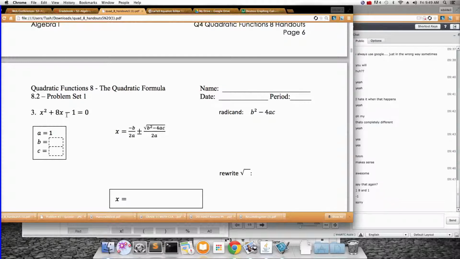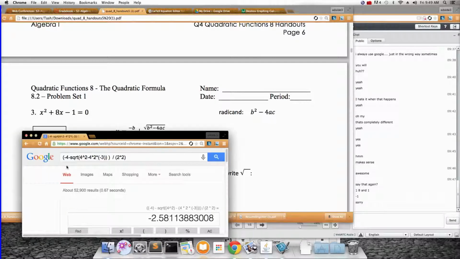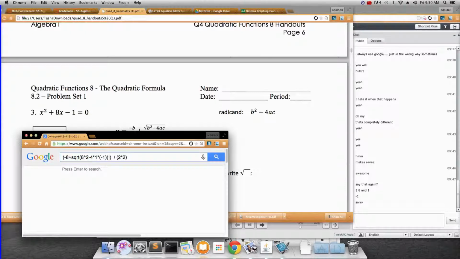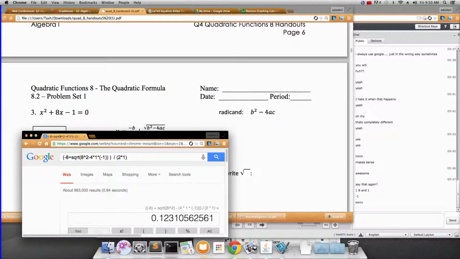Yeah, all right. So all I do is I can go back to this thing right here, and it would be negative 8. Let's go with the plus first. Plus 8 squared minus 4 times A. So A was 1, and C was negative 1. All divided by 2 times 1. I'm just changing what A, B, and C are to meet my new thing right here. And the answer is 0.123. That's it. So really, once I have the quadratic equation typed into Google, I can just change the numbers and I'll be happy.